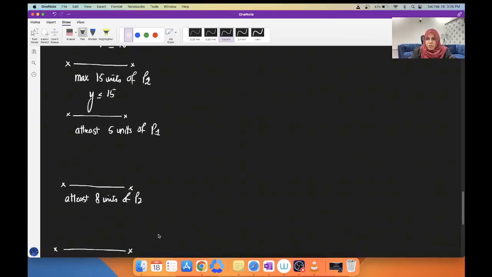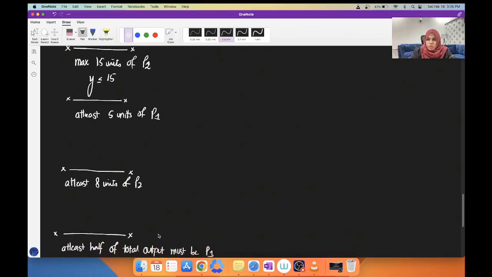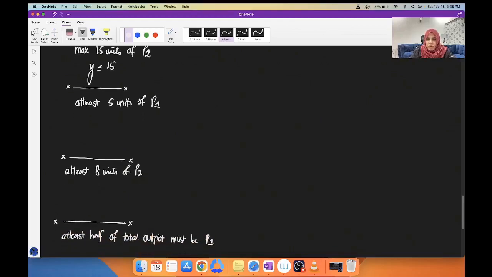So around 4 examples for your practice. Coming back to the solutions, at least 5 units of P1. What does this mean? It is not saying maximum. It's saying at least, which means minimum. So what will you do now? x is greater than or equal to 5. I hope this makes sense. Sorry, not x in this case because it's at least 8 units of P2. So y is greater than or equal to 8.